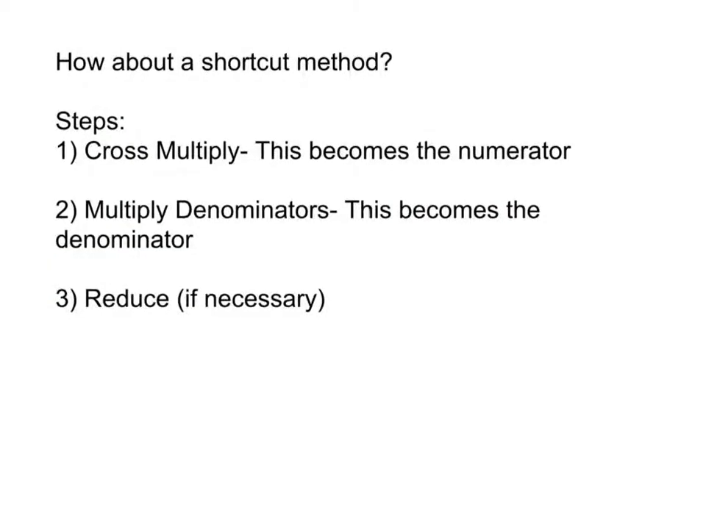Now here's a neat trick that I will teach you. I consider it the shortcut method. I'm going to show you how to add and subtract fractions without finding a common denominator. Let me explain the steps and then I'll show you 2 examples. First step, you cross multiply. This becomes your new numerator. The second step, you multiply the denominators. This becomes your new denominator. And finally, as with all fraction problems, you reduce if necessary.